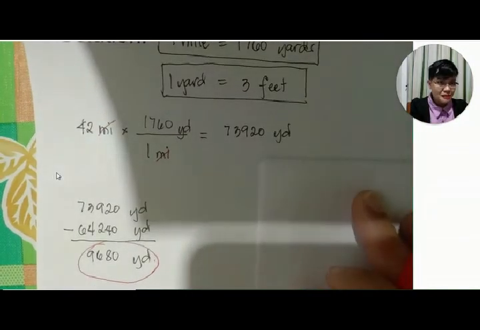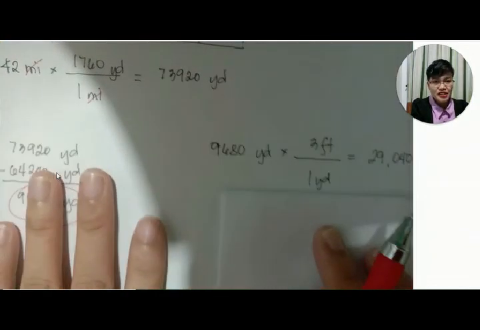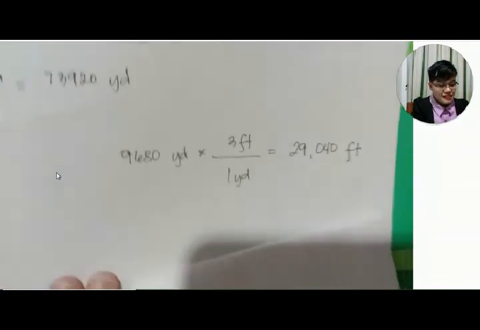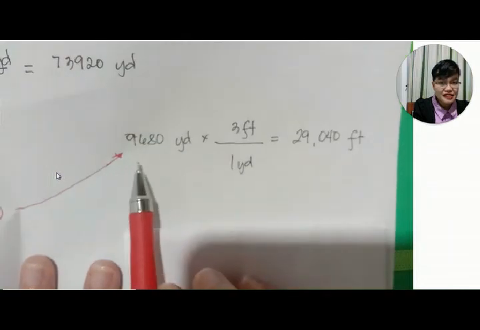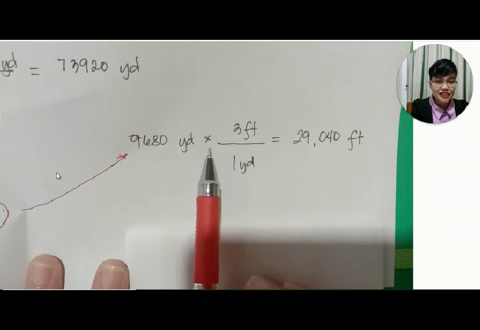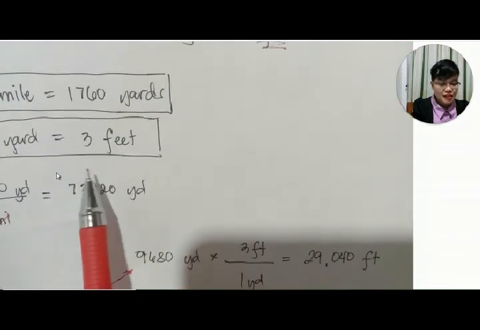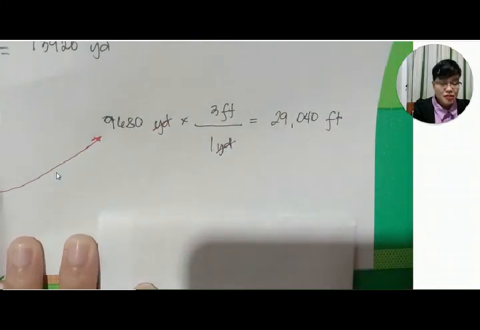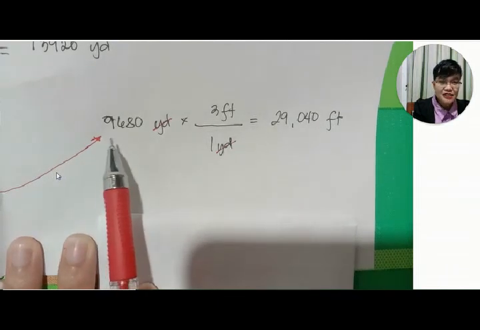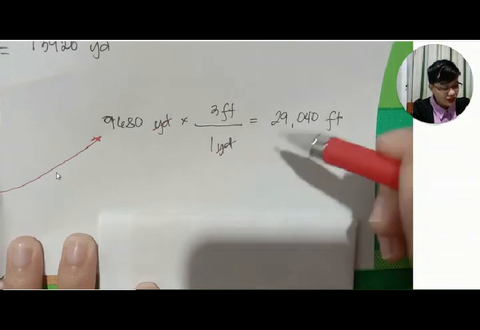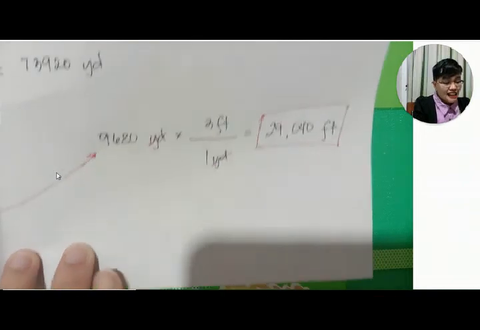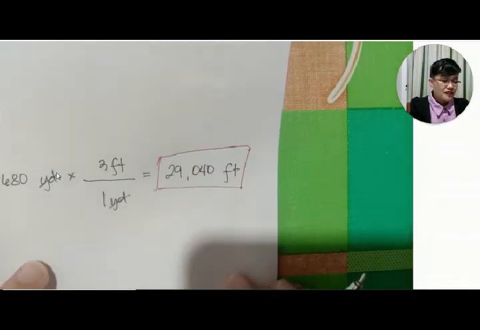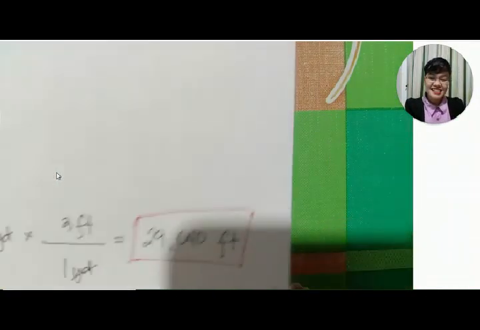Well, I hope you're on the right track. If you missed this part, you just have to copy so that you know how to solve problems like this. But we're not yet done. It is still in yards. What we need is in feet. So we are going to convert the 9,680 difference in yards into feet, using the conversion factor that 1 yard is equal to 3 feet. So again, we make sure that the given and the denominator have the same units so that we can cancel them. And that is 9,680 times 3 feet, which will give you 29,040 feet. This is the remaining distance that she needs to run just to finish the 42-mile marathon. So that is your final answer.